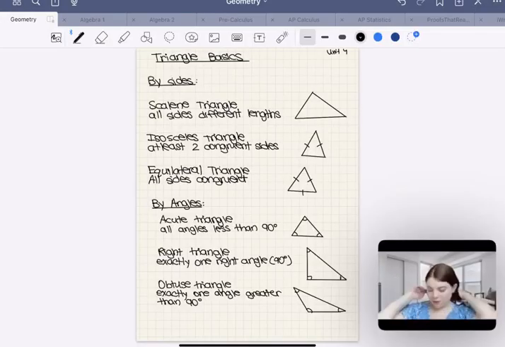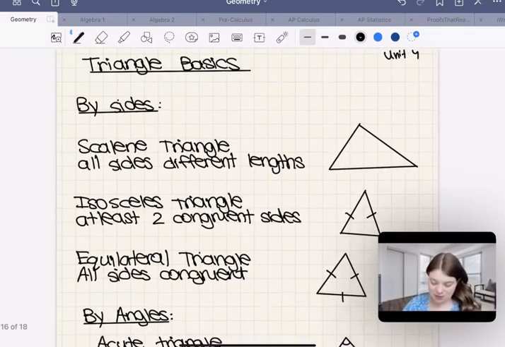Hello, everyone. Welcome back. Today, we're going to be talking about the basics of triangles. So let's get into it.